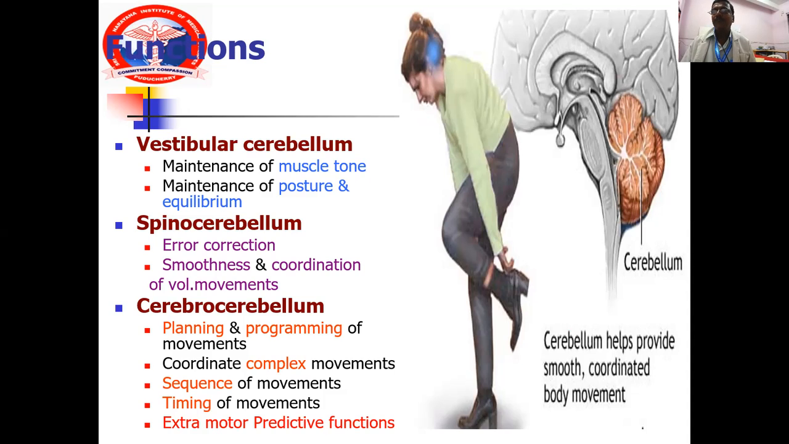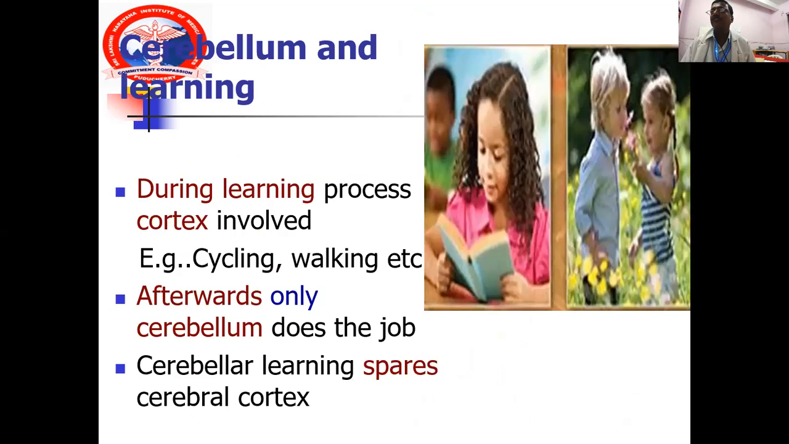Spinocerebellum helps in error correction, smoothness, and coordination of voluntary movements. Cerebrocerebellum helps in the planning and programming of movements, coordinates complex movements, and also the sequence and timing of movements, and extramotor predictive functions. All these functions are achieved by the different parts of the cerebellum. Finally, the cerebellum helps to provide smooth and coordinated body movements.